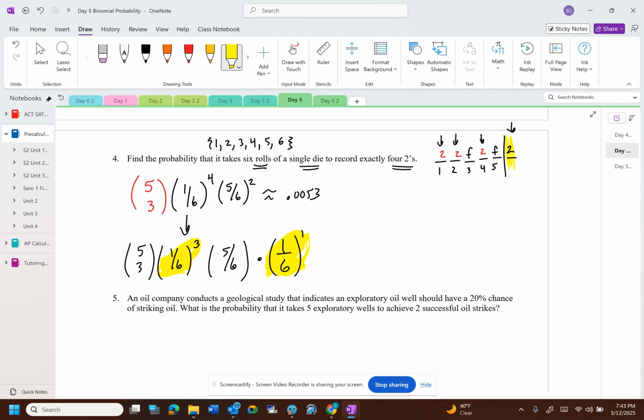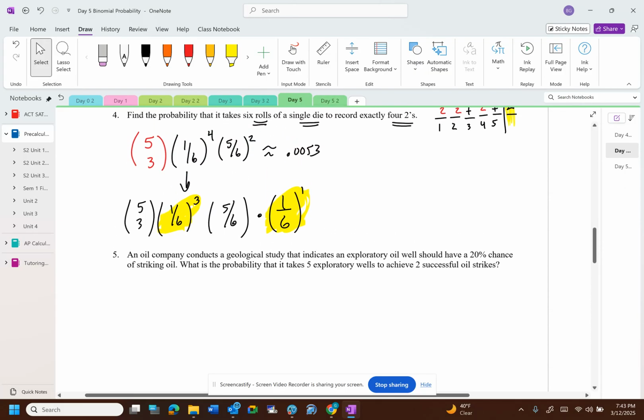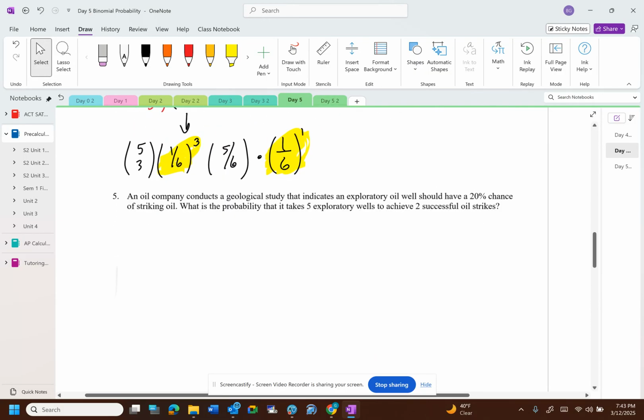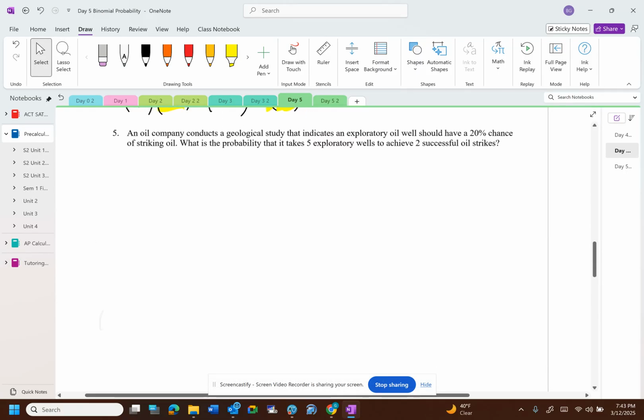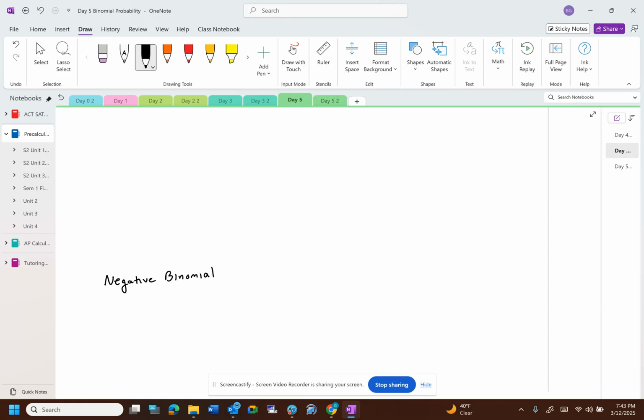Okay, so you can go ahead and try to do problem 5. It's a very similar question. But I want to write down what this is called. At the bottom of the notes on this page, this is called negative binomial. Negative binomial means you're requiring n trials for x successes.